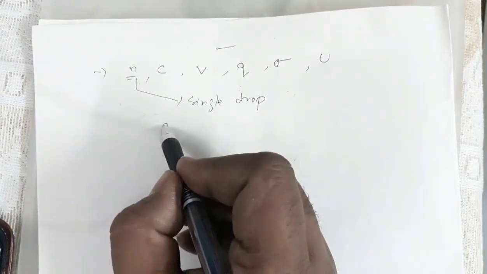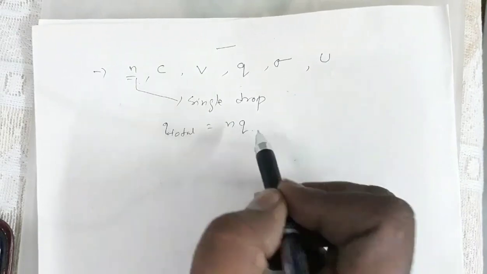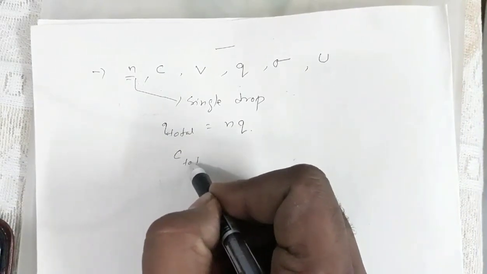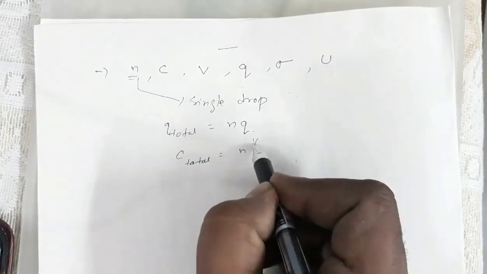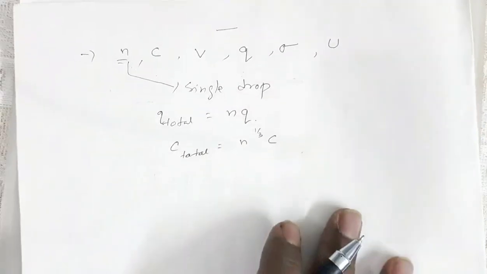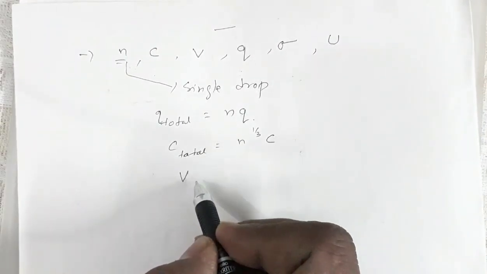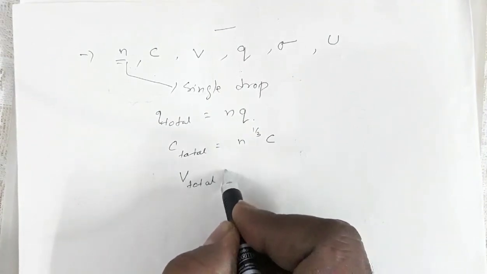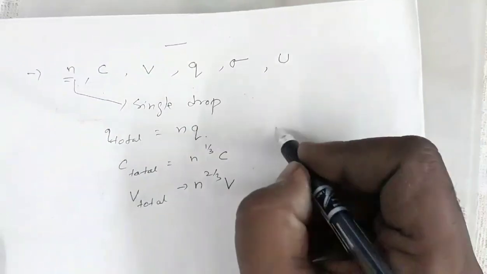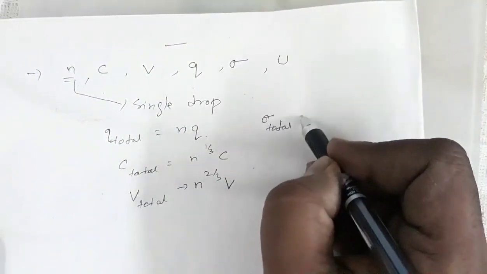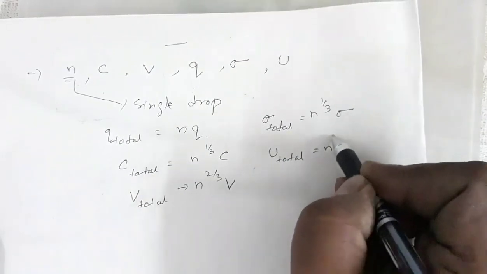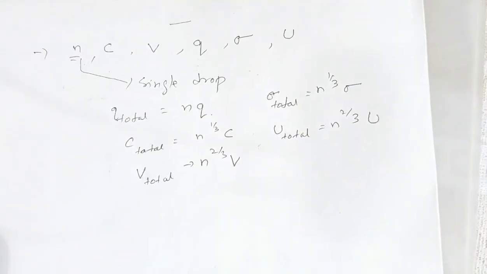Now, total charge of the single drop will be nQ, because n drops, each drop is having charge Q. Total capacity will be n^(1/3) into C. Then potential of the single drop will be n^(2/3) into V. New surface charge density will be n^(1/3) into sigma. Potential energy will be n^(2/3) into U. Wherever required, you please take the snapshot.